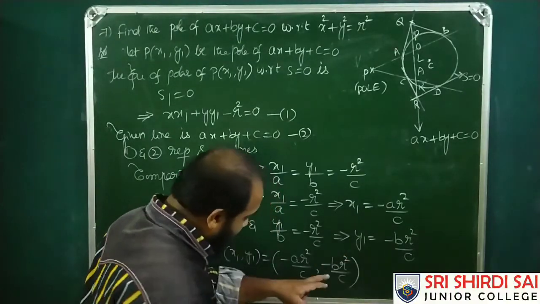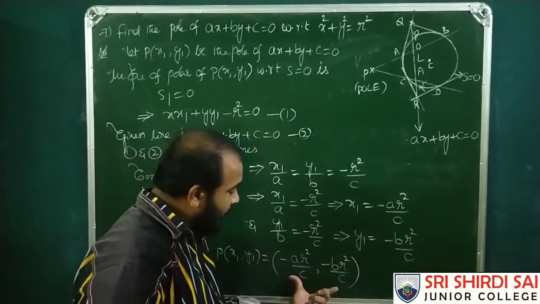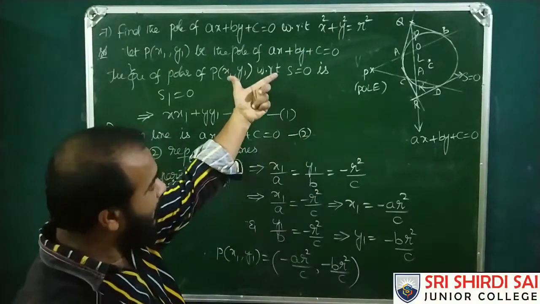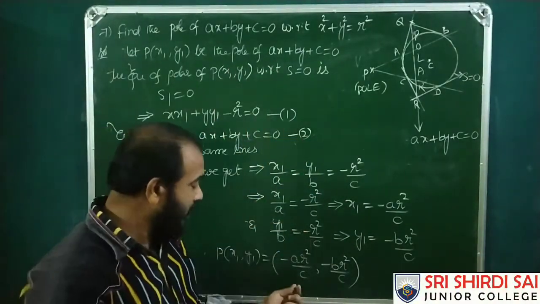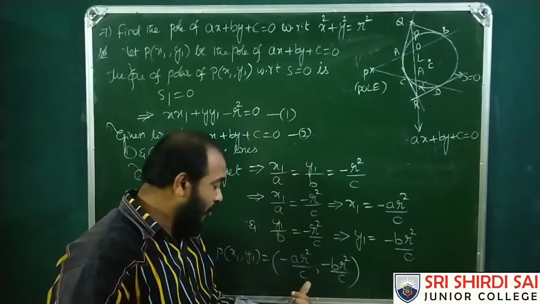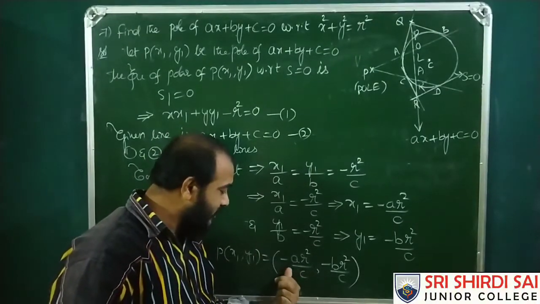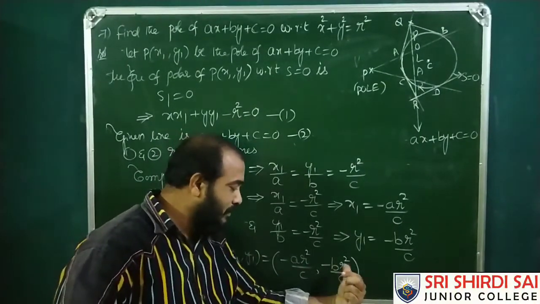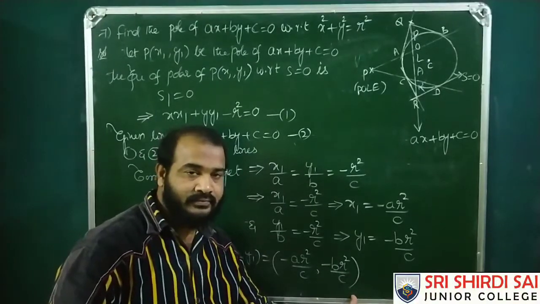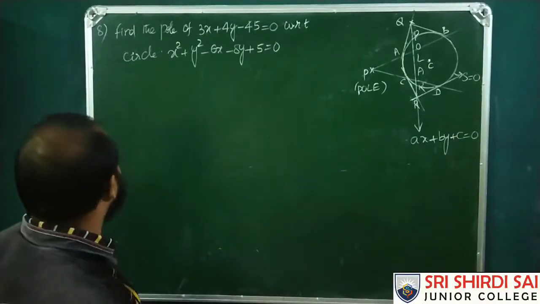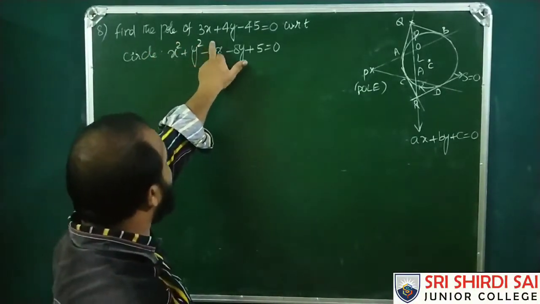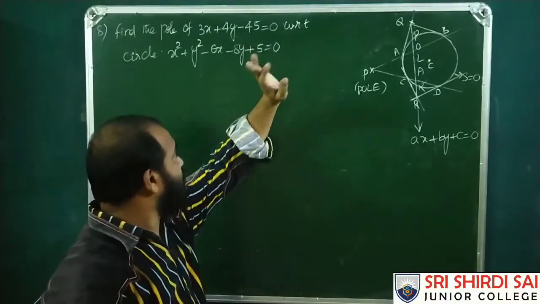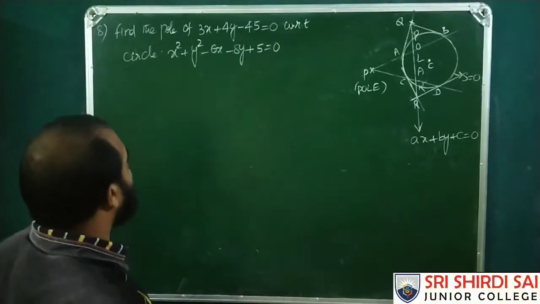This point you may check with the actual formula. Initially we applied the formula and got the same answer, minus a r square by c, minus b r square by c. The next question is, find the pole of 3x + 4y minus 45 equals 0 with respect to the circle.